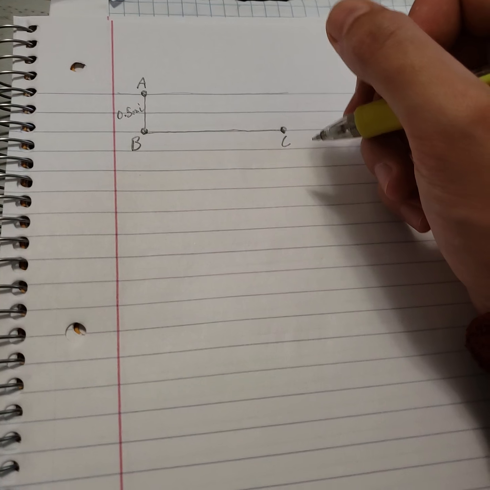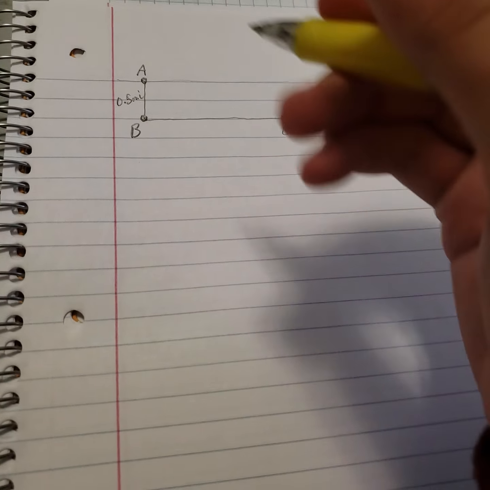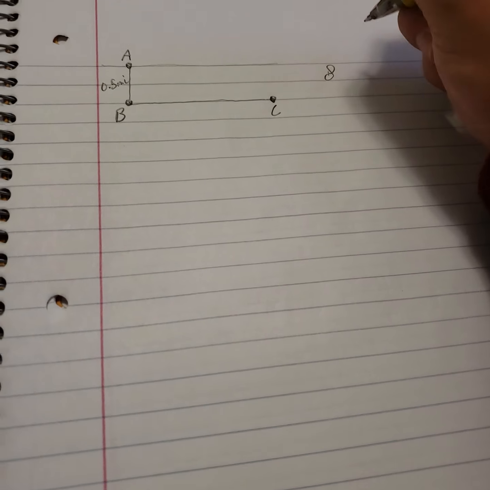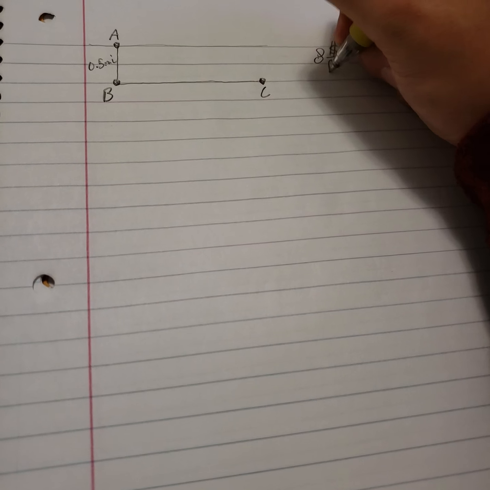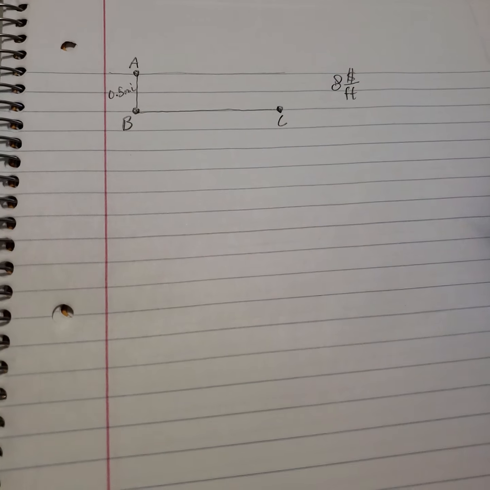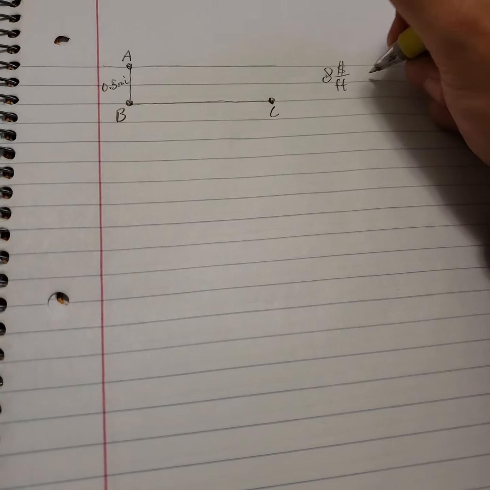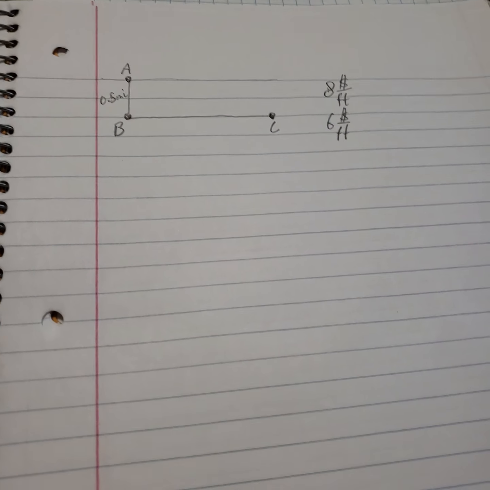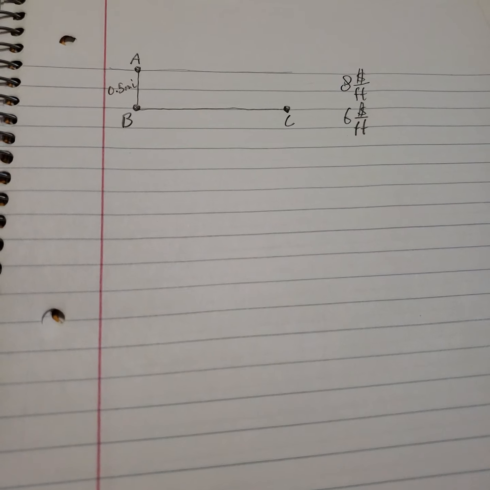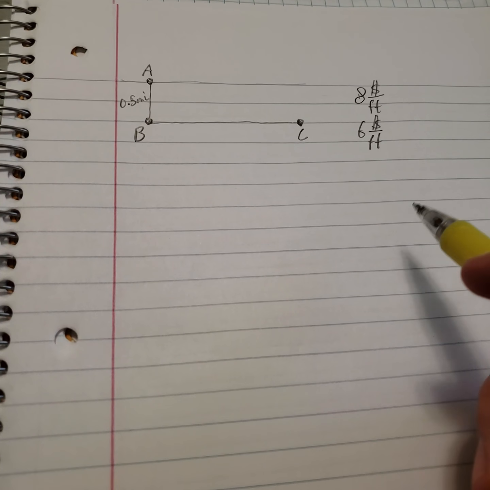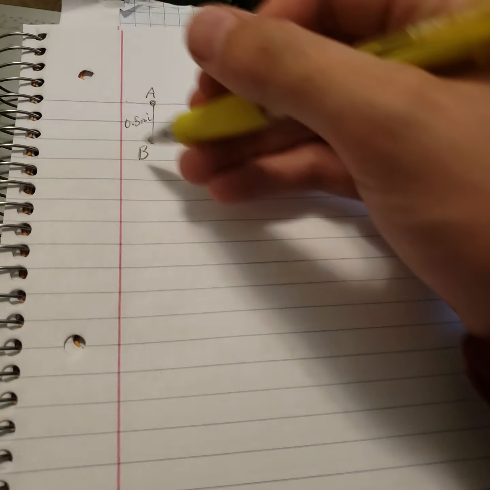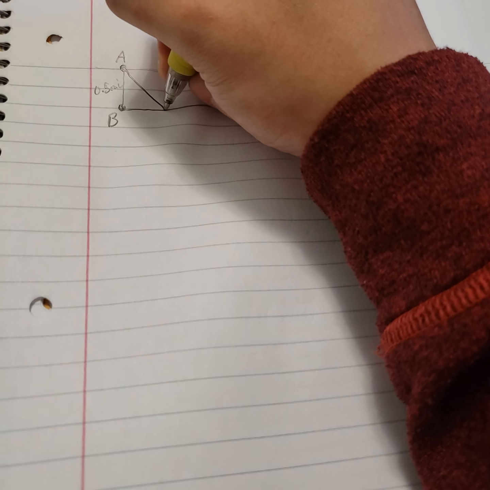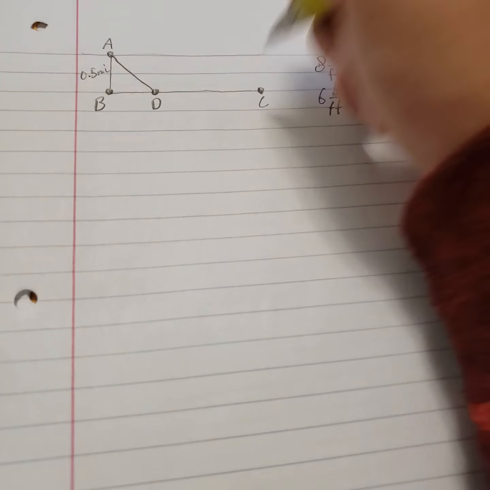Now, we want to know the cheapest way to get from A to C when we know that it costs $8 per foot to do underwater power lines and $6 per foot to do land power lines. We first want to begin by creating a function. So we want to start by denoting another point, an arbitrary point D that's in between B and C.